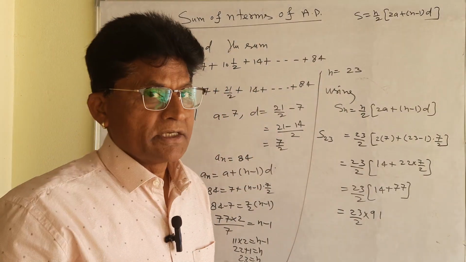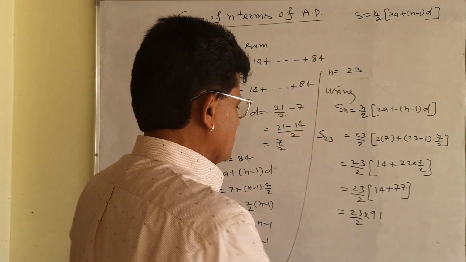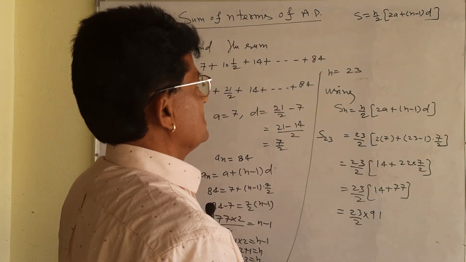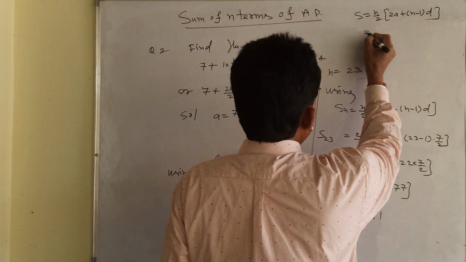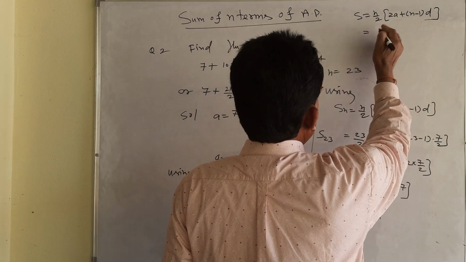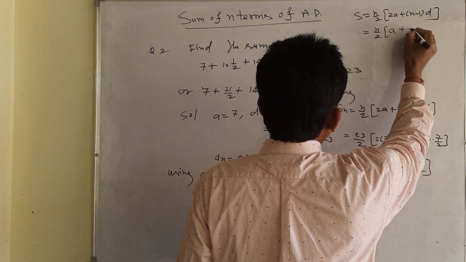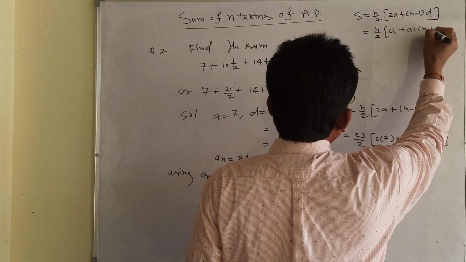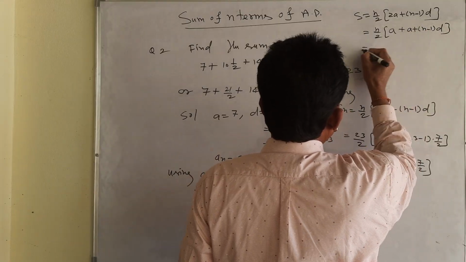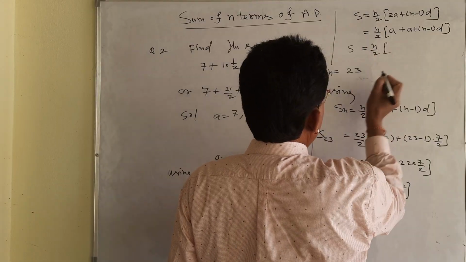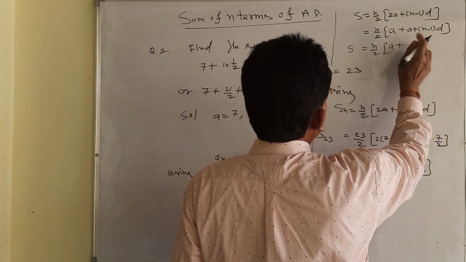But before taking this value, I want to tell you one more thing. This is one more formula of the sum: n by 2 [2a plus (n minus 1) d]. In short form, I am telling you the short form: a plus, this is what?